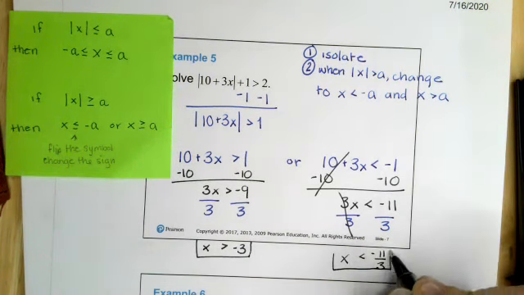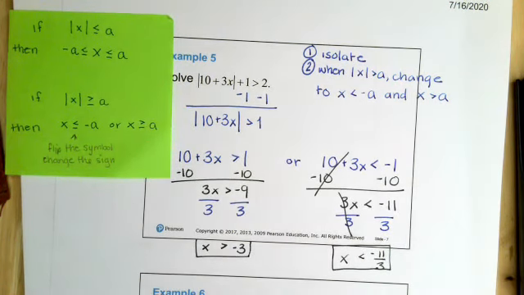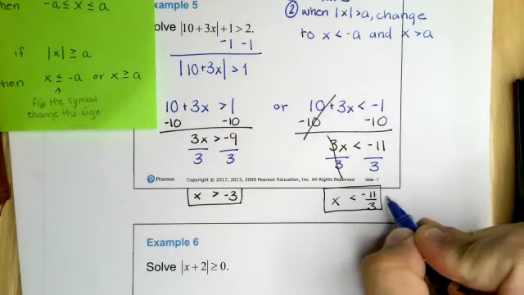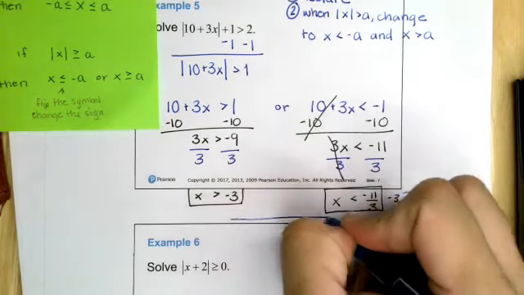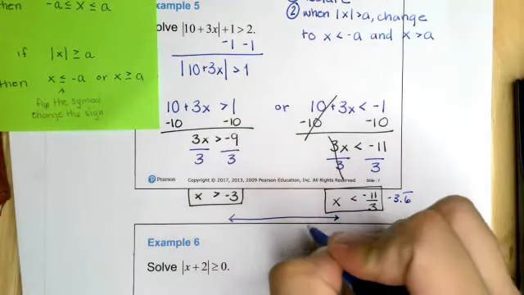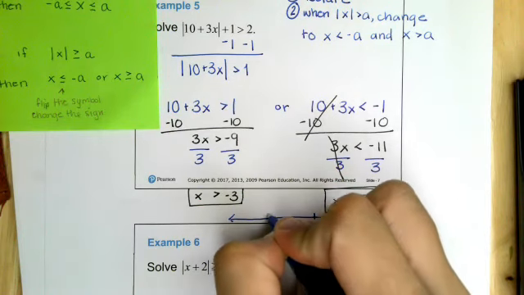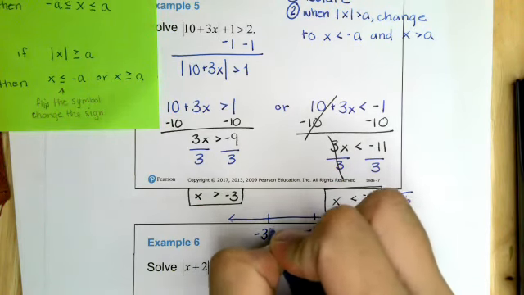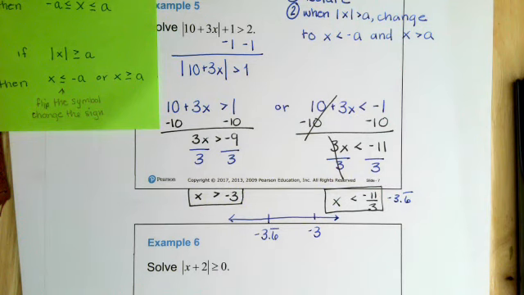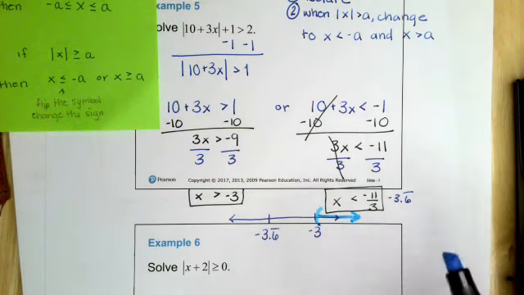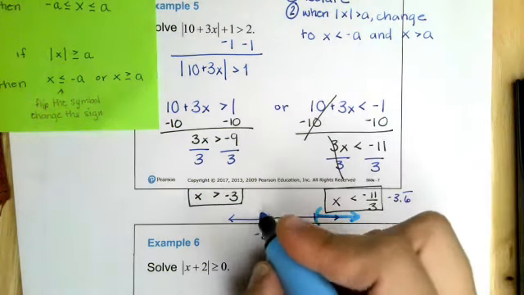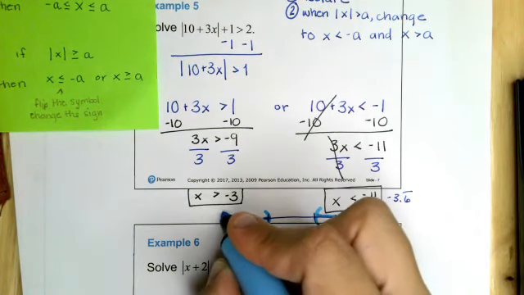So that one's okay. The way we would graph this is we would think that was -3.6, right? I'm just going to draw my graph. I'm going to have the -3, and I'm going to have -3.6. X is greater than -3, so it goes that way. And x is less than -11 thirds, so that one goes that way.